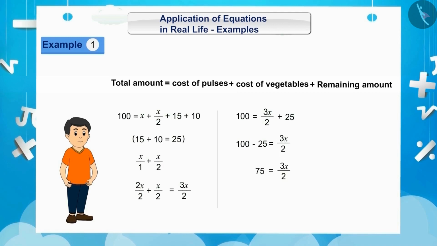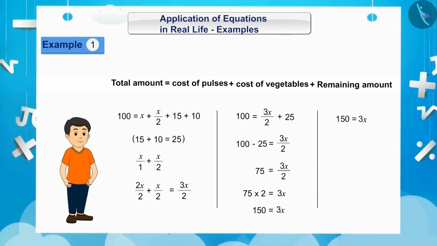Now, instead of 3x by 2 in the RHS, we need only x. Since 2 is dividing 3x in the RHS, it would multiply in the LHS. Our new LHS will be 75 into 2. Our new RHS will be 3x. Therefore, our equation will be 150 is equal to 3x.